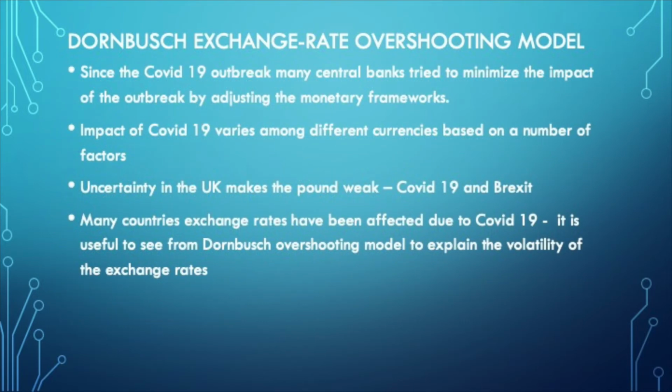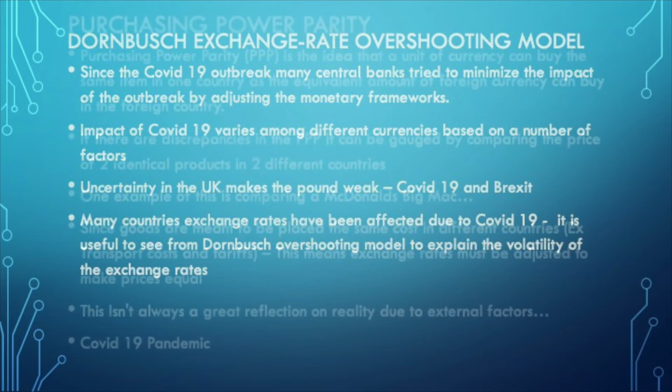Since the COVID-19 outbreak, many central banks have tried to minimise the impact of the outbreak by adjusting the monetary frameworks. The impact of COVID-19 varies among different currencies based on a number of factors, such as their market standing, risk sensitivities, and the government policy response. With uncertainty of Brexit and COVID-19 pandemic, the UK pound remains weak. Many countries' exchange rates have been affected due to COVID-19. It's useful to use the Dornbusch overshooting model to explain the volatility of the exchange rates.